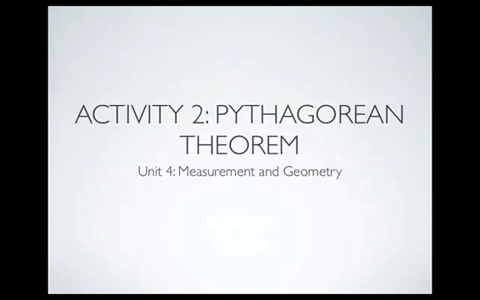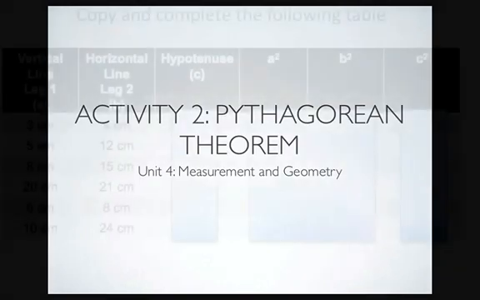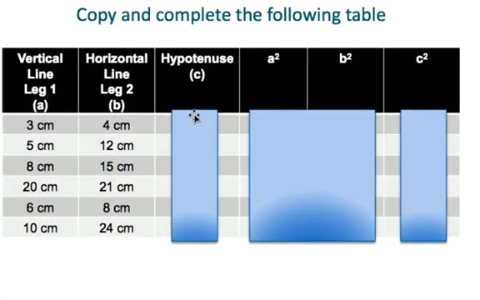So this is the solution to the Pythagorean Theorem introductory activity. And what you should have gotten, if you had done your drawings accurately, is for the first triangle, when you draw a vertical line of 3 centimeters and a horizontal line of 4 centimeters, what you should have gotten is a hypotenuse of 5 centimeters.